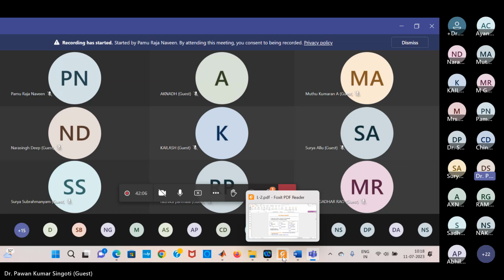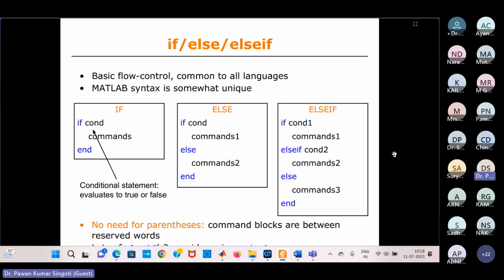Okay. So if loop, else loop, and if else loop can be used, as it is very common in all the languages which we generally use. In the if loop, this is very basic: only one command and one condition is there. If a condition is there and a command is there, it can end over here.